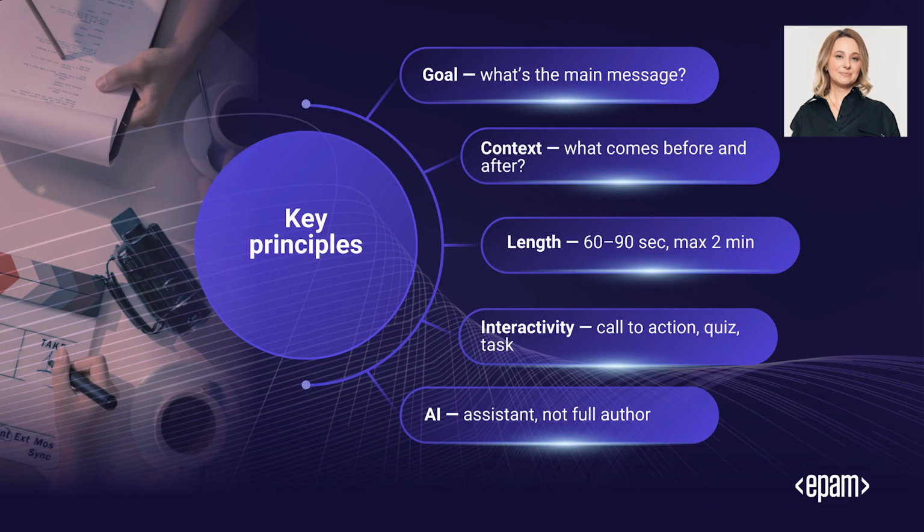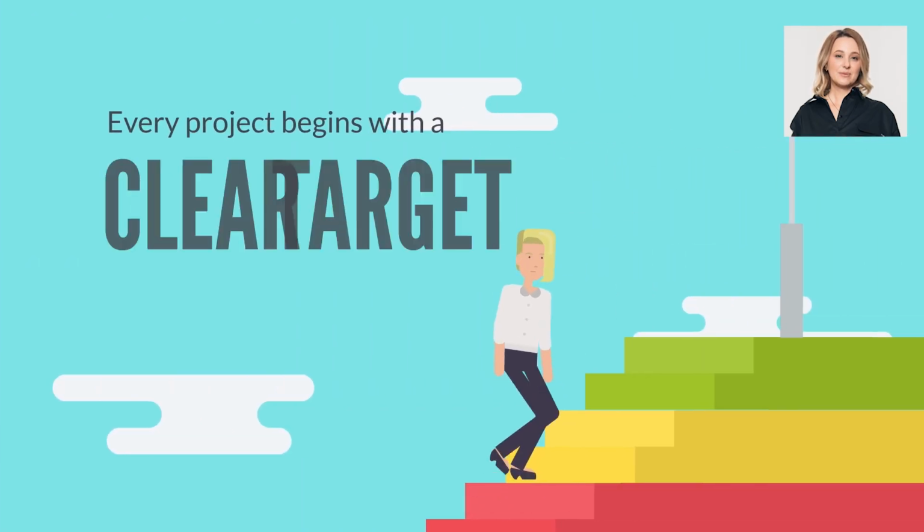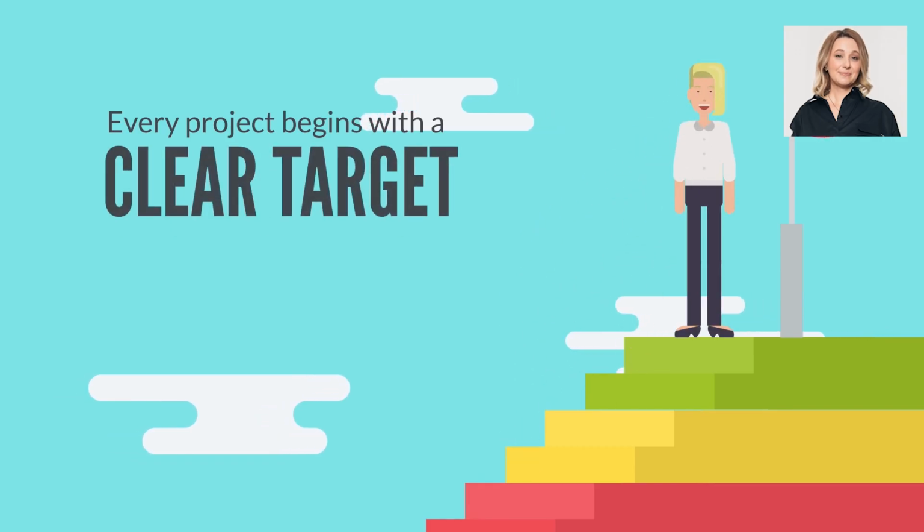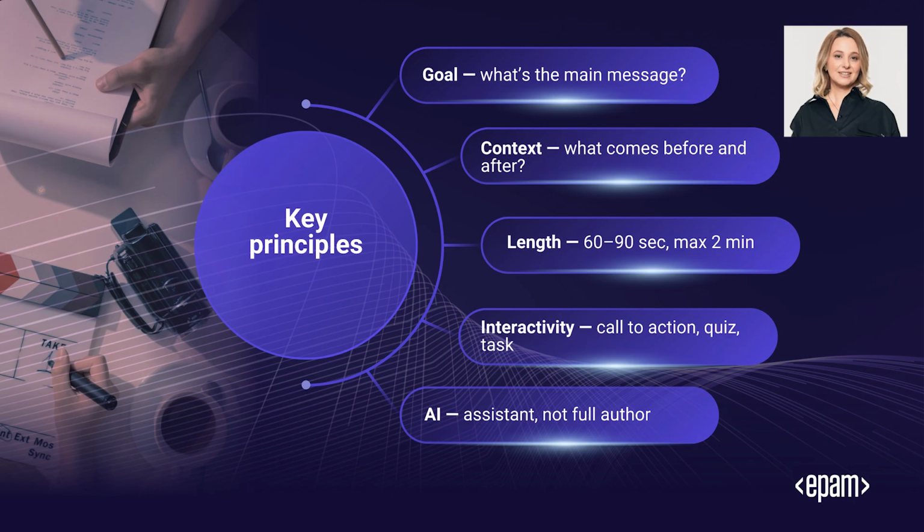In a project management course, the goal of one video is to show that every project starts with a clear goal. The video could show a character putting a flag on a mountain, while the narrator says, "Every project begins with a clear target." Second question. What comes before and after the video? A video is never alone. It's part of the course.